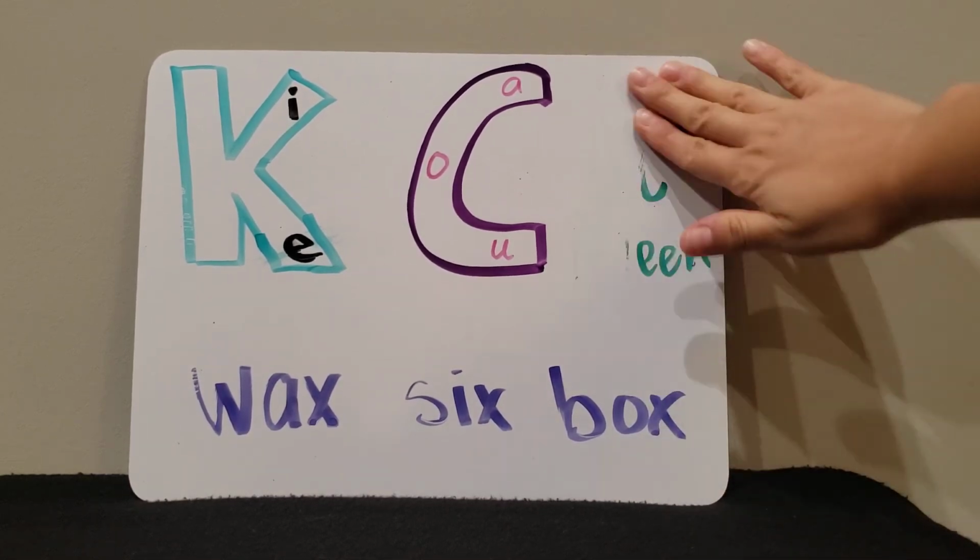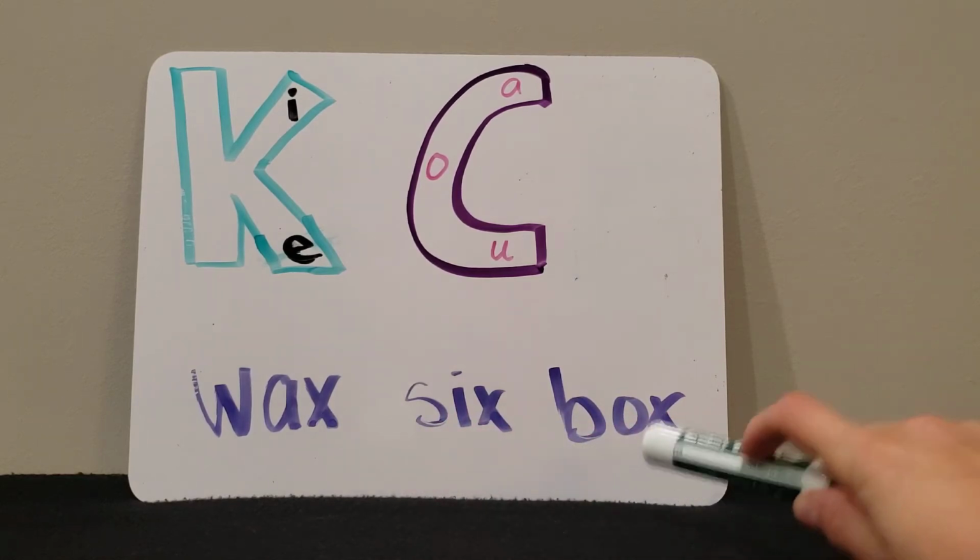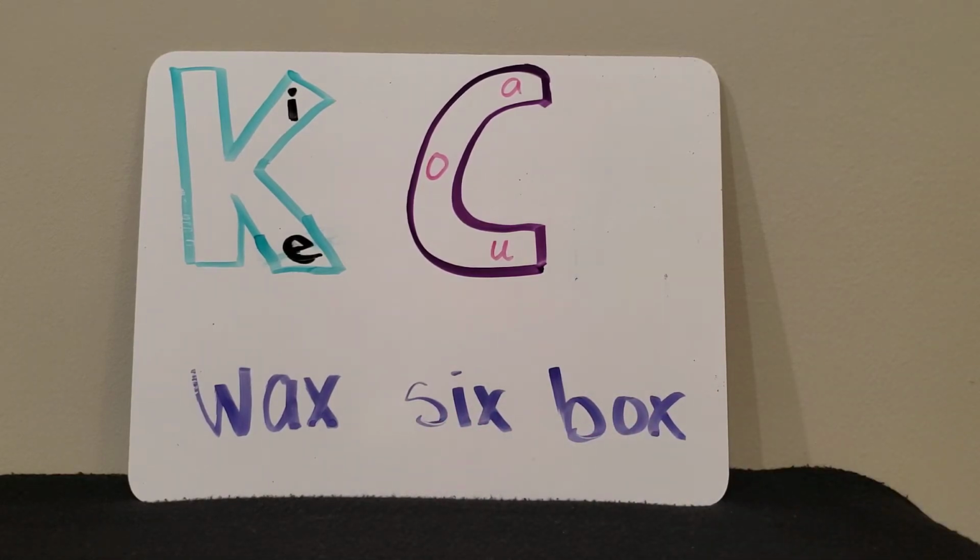Okay? So that is something that we need to remember, that X has no blends because it goes at the end of the word. If you see these words at the bottom, they all have X at the end. So X has no blends. And Q always has a U after the letter. Q is followed by U.